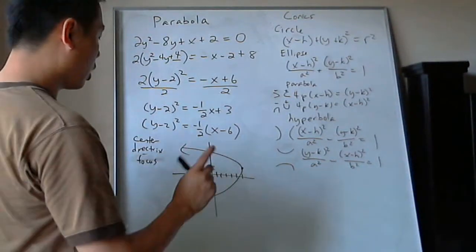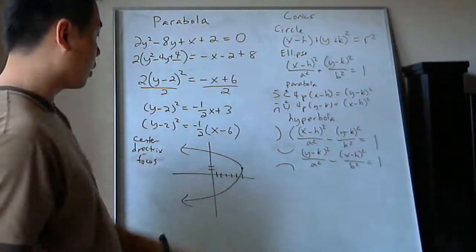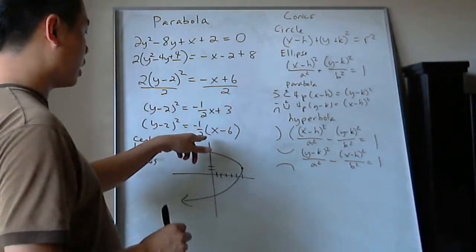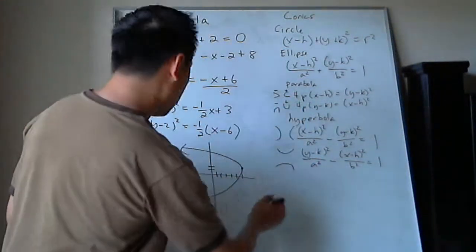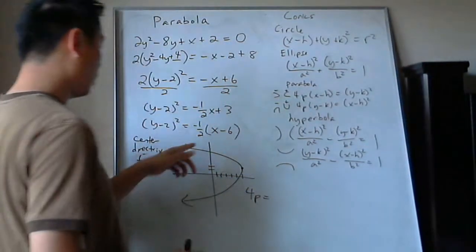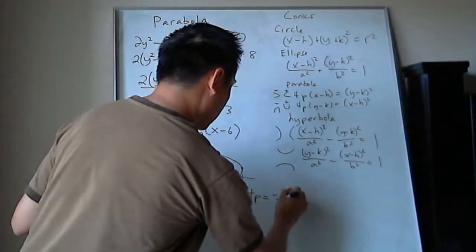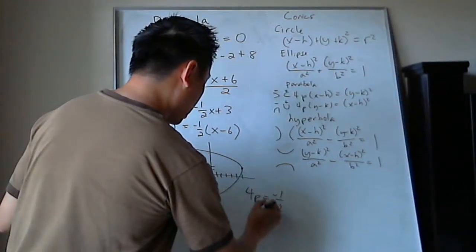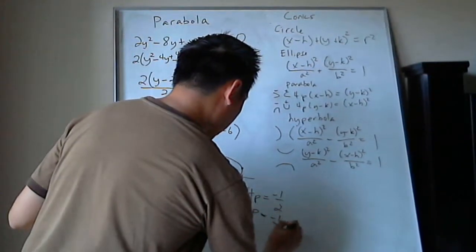And the one thing you remember, the focus is always inside the parabola, the directrix is outside the parabola. So the way you find out the distance, how far it is from it, is to use the 4p. 4p equals, this is the same thing as 4p, right? Negative 1/2, right? And you solve this, and what do you get? P equals negative 1/8.